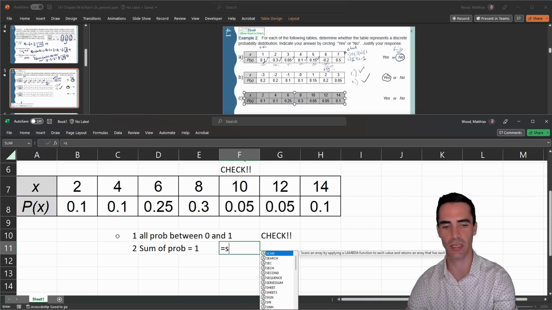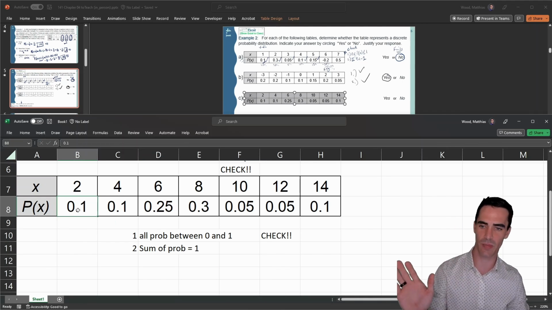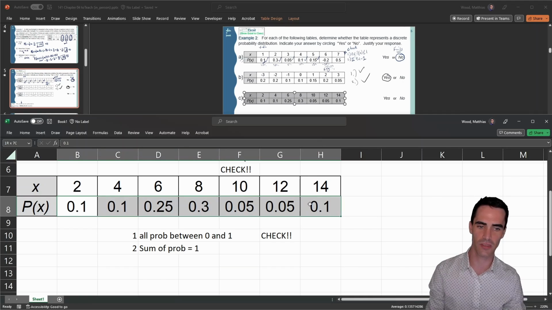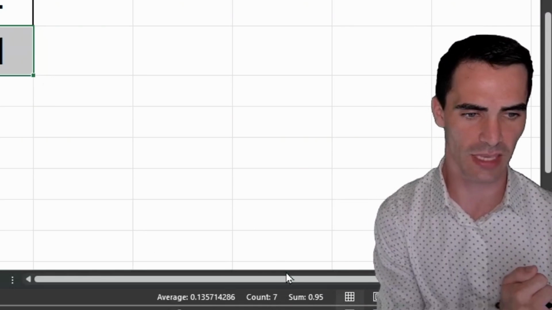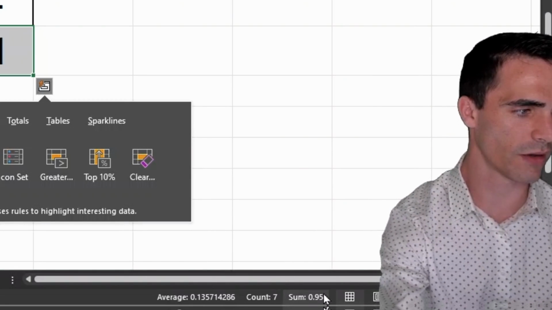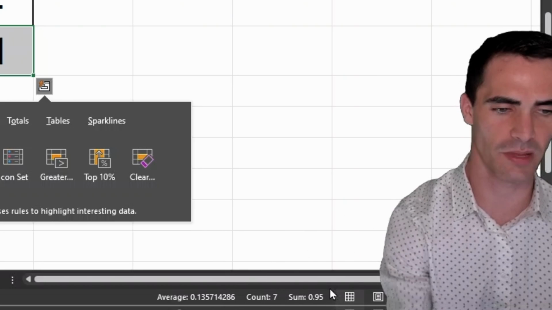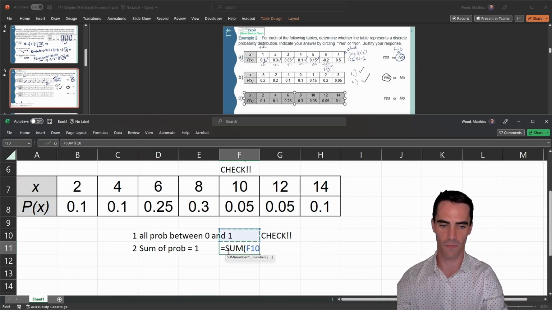If you want to, you can type in equal sum. There's also a very fancy way to do this as well. Excel kind of anticipates different calculations. And if you simply select the cells that you have, let me see, I might have to move out of the way here. There we go. It'll tell you the count down here below. It'll also tell you, look at that, the sum. And it'll tell you this sum right there is 0.95, just to demonstrate equal sum.